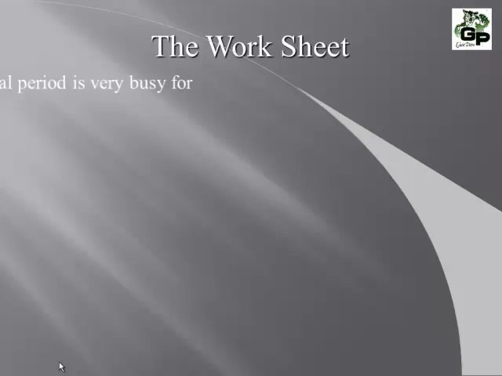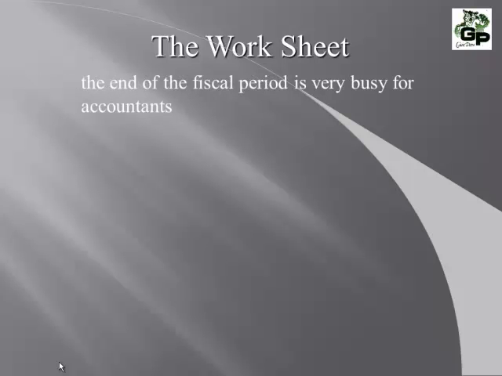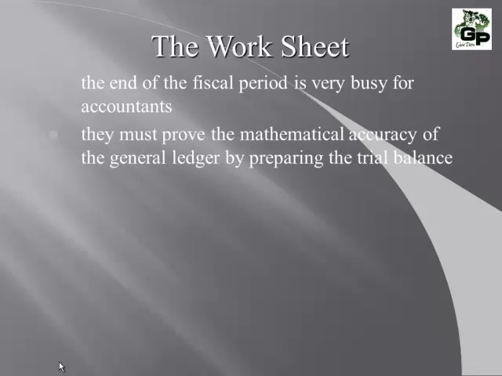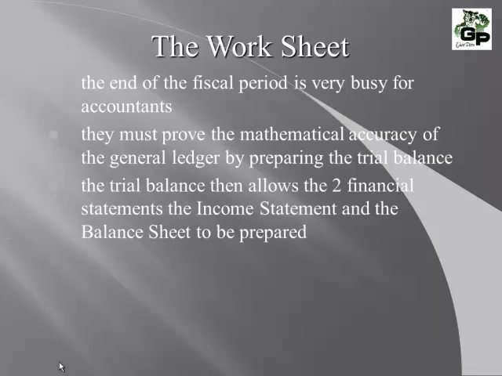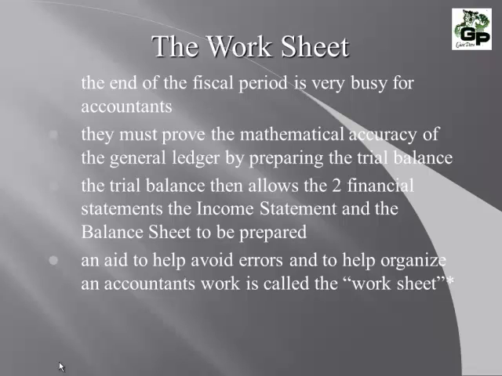So what is a worksheet? At the end of the fiscal period, it's very busy for most businesses and the accounting people in those businesses. They must prove the mathematical accuracy of the general ledger by preparing a trial balance. And the trial balance then allows them to prepare the 2 financial statements, the income statement and the balance sheet. However, an aid to help avoid errors and help organize accountants has been developed, and this is called a worksheet.